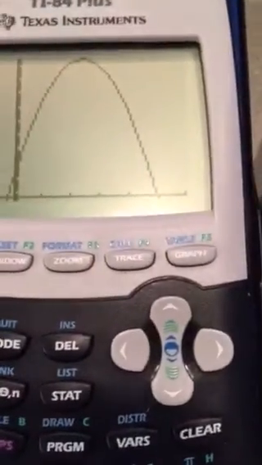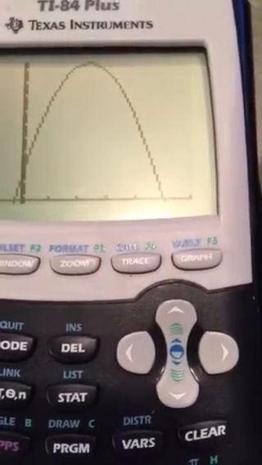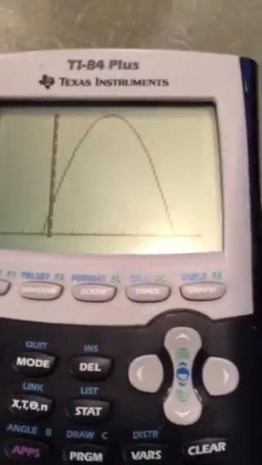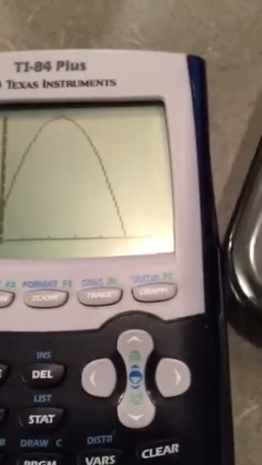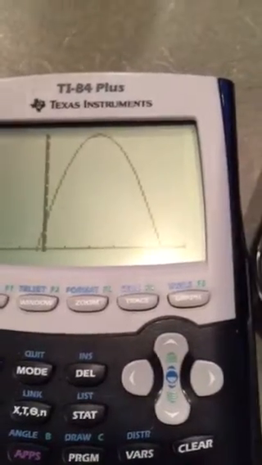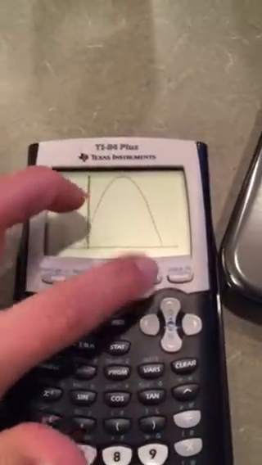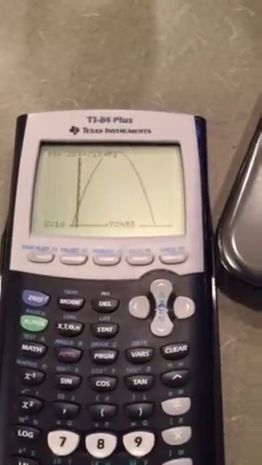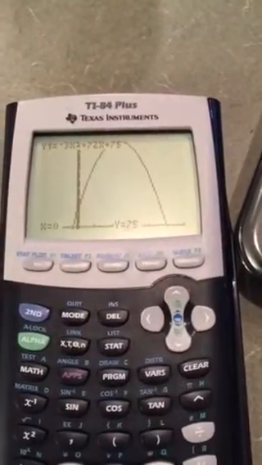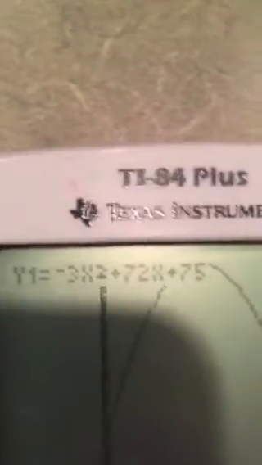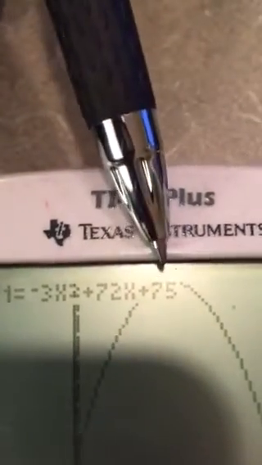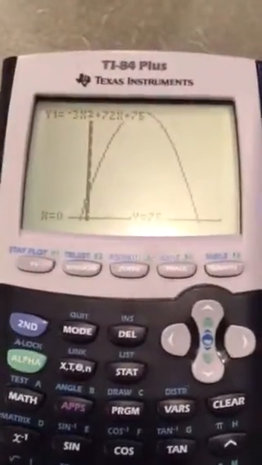Otherwise, the first one, number 13, says, how much money did Maya first invest in the company? What does this value represent? If you're looking at the calculator, her original investment would be the y-intercept. So we're looking right here. If I hit my trace button, you can see if I hit 0, I get 75, which again is the y-intercept. Or from the original equation, it's the c right there.